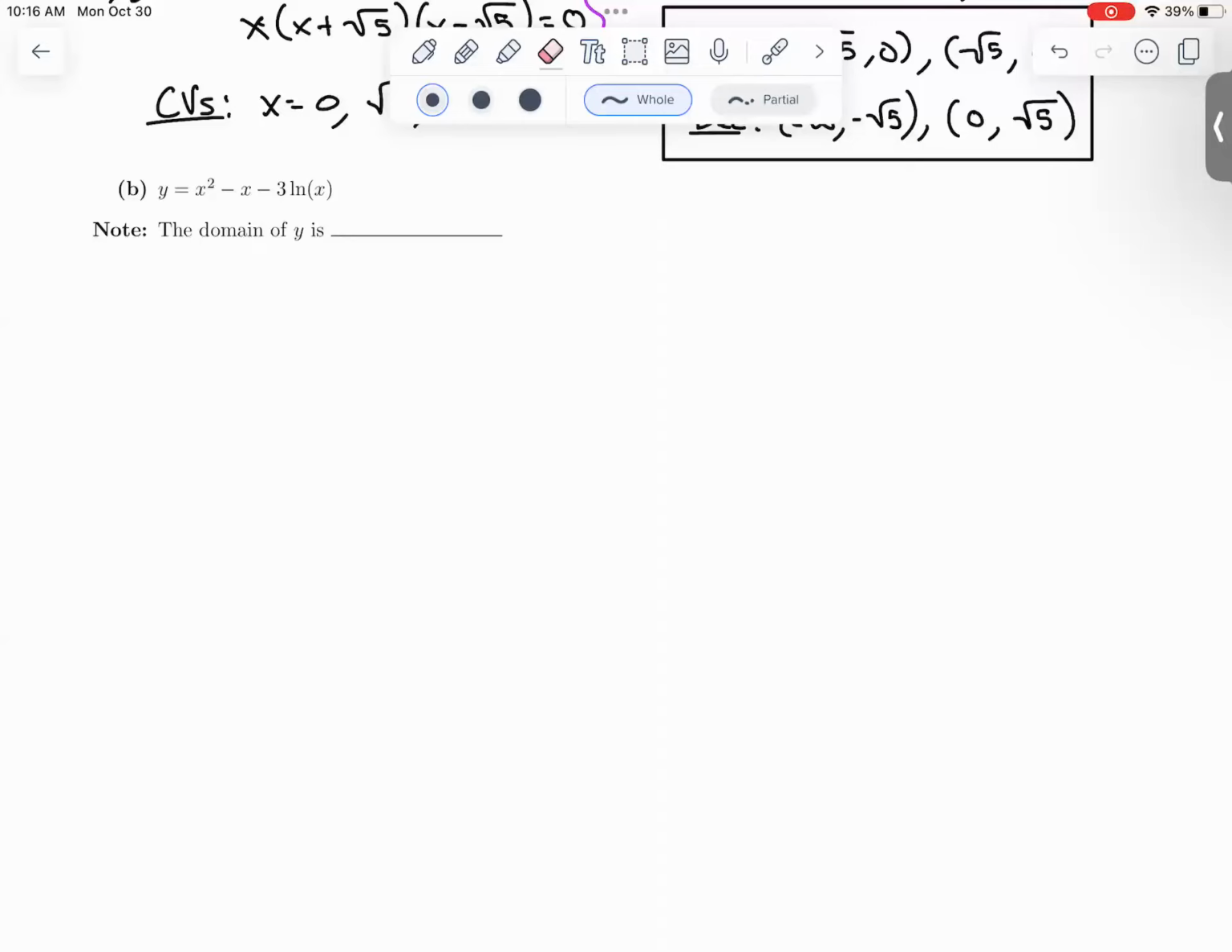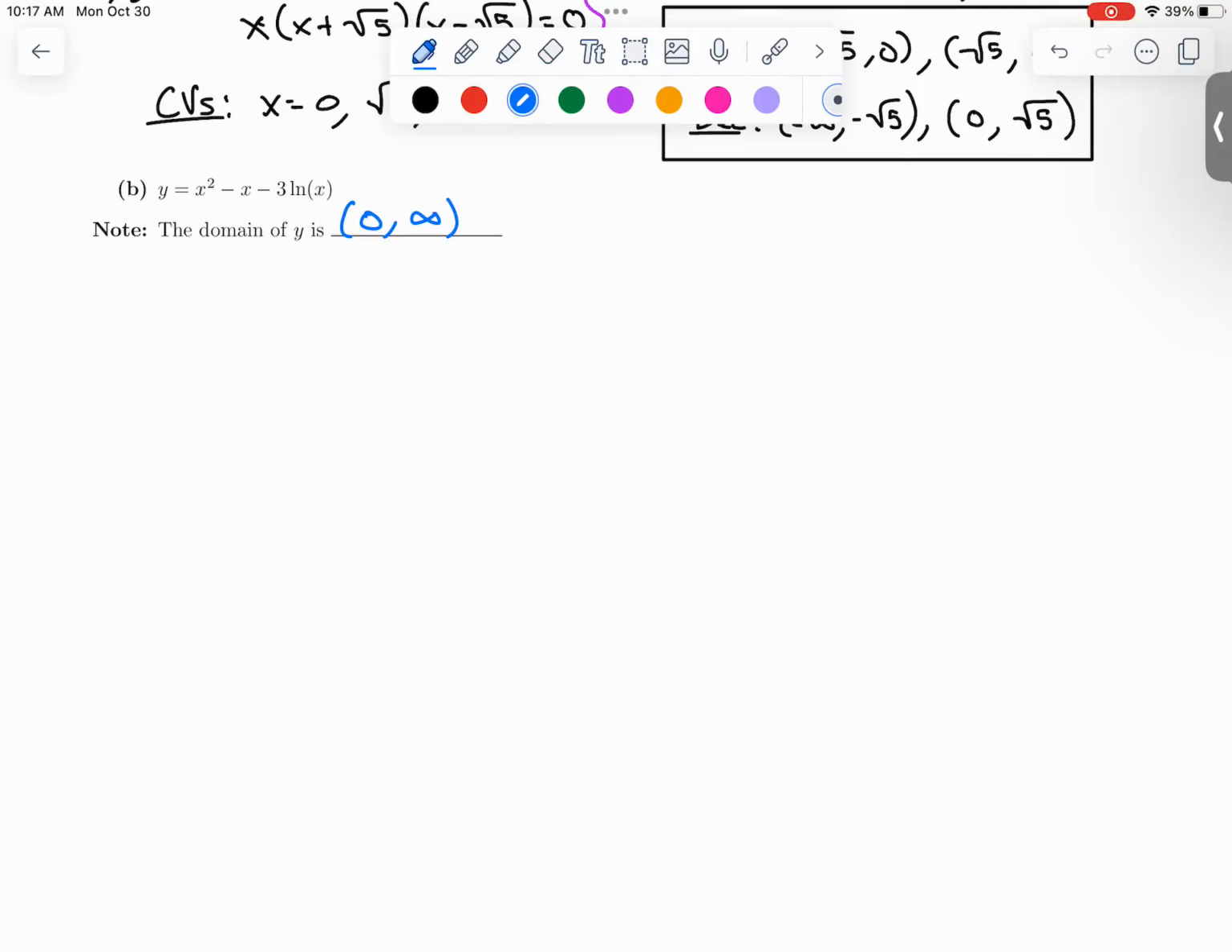All right, we're back. We got this function very similar to the one we saw in section 3.1. So we have y equals x squared minus x minus 3 natural log of x. Now I wanted to note on this one because it's going to be important that the domain of this function is 0 to positive infinity. The function is only defined for values 0 to positive infinity. I did this deliberately because I want to talk to you about it.